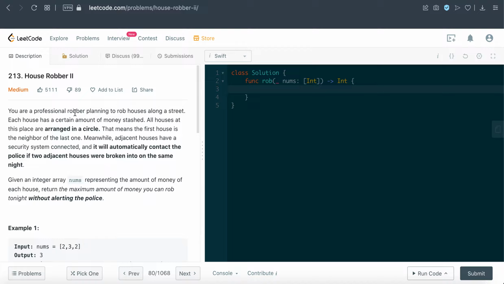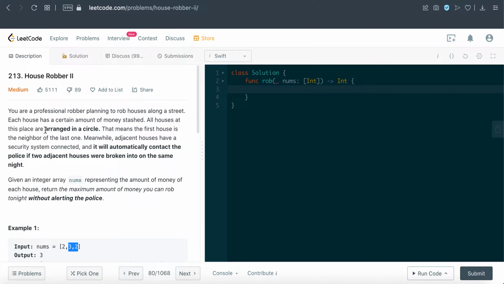The goal is obviously to get the maximum amount of money that we can rob, but we do not want to alert the police. We alert the police if we rob adjacent houses, which means back-to-back houses. So, for example, in this example here, we are not allowed to rob the zero index and the first index, because they are adjacent. We also can't rob the houses at index 3 and 2, because they are also back to back.